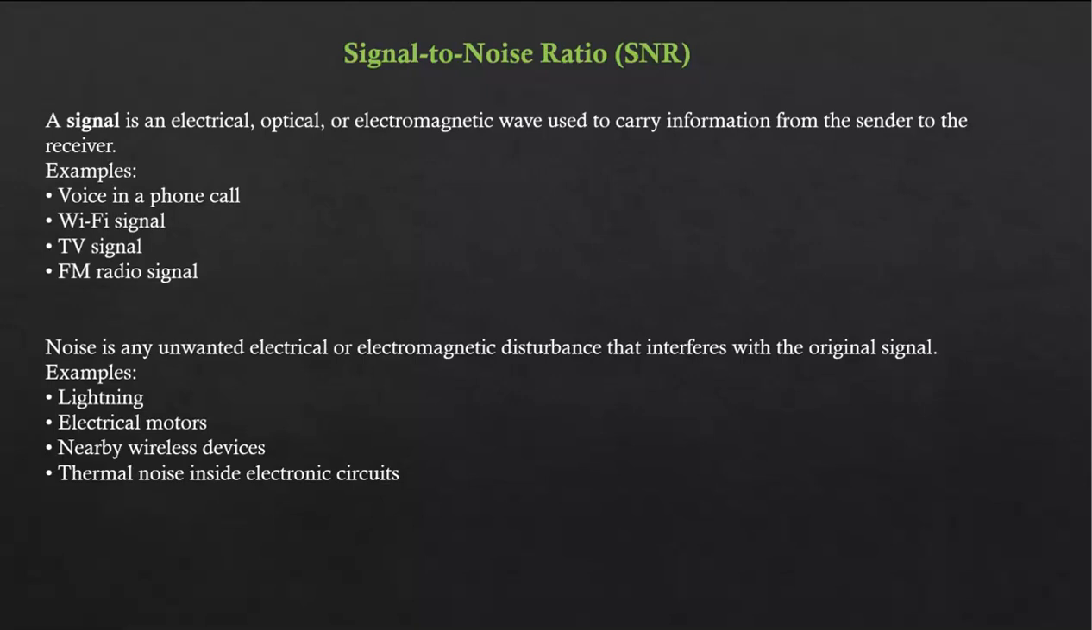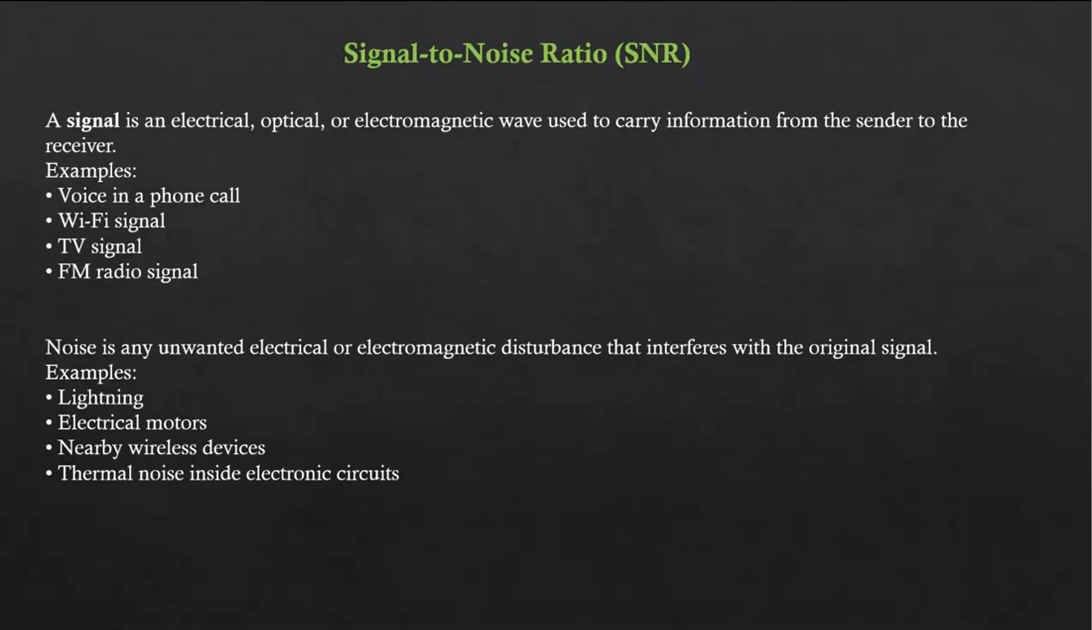Have you ever been on a call where the audio suddenly turns total static, or tried streaming a video that keeps buffering because your Wi-Fi signal is too weak? In data communication, getting your message from source to destination cleanly comes down to two important metrics. Number one is signal to noise ratio. Number two is bit error rate. Today we will be breaking down what these mean, how to calculate them, and how engineers use them to keep our modern networks running smoothly.